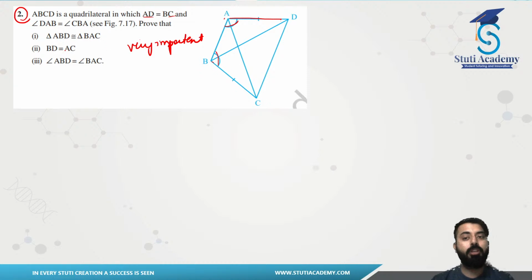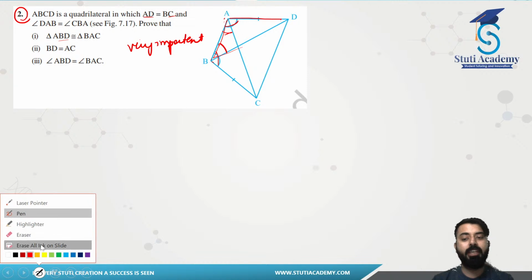Now you have to do what? You have to prove triangle ABD, that means this triangle, is congruent to triangle BAC, that means this triangle. Then you have to prove that BD is equal to AC. You have to prove this one, BD is equal to AC. And finally, you have to prove that angle ABD is equal to angle BAC. ABD, that means this angle will be same as BAC. So that is the thing that you have to do.